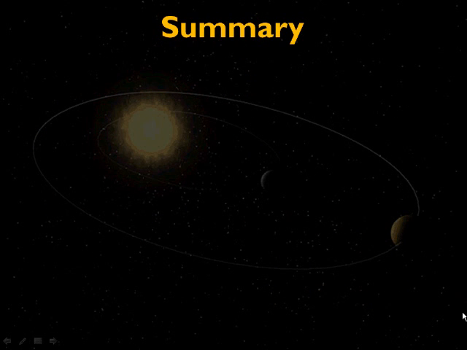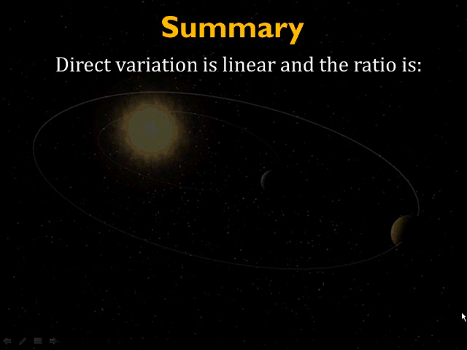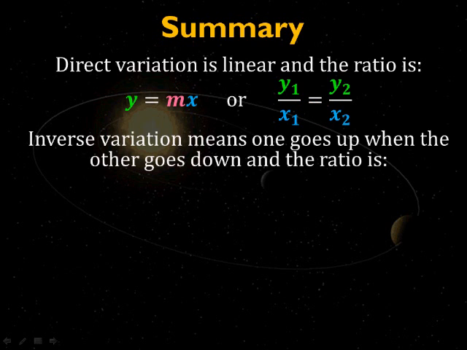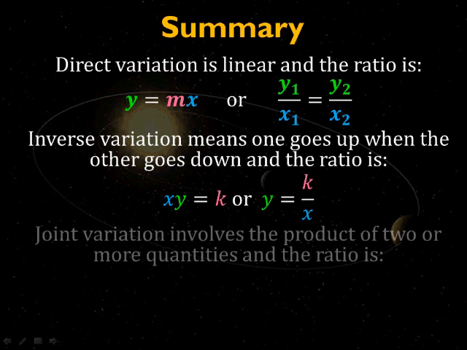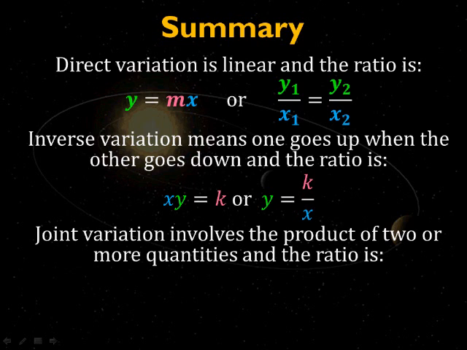Alright, in summary, from the last 2 days, we have direct variation. It is generally linear, and the ratio is y equals mx, or some nonlinear cases, y1 over x1 equals y2 over x2. Inverse variation means one goes up when the other goes down. The ratio is xy equals k, or y equals k over x. Finally, we have joint variation. It involves a product of two or more quantities, and their ratio is z equals kxy. Now keep in mind, you can combine these to form something new, as you saw in several of the examples. That's it for section 8.2. Good luck on your homework.